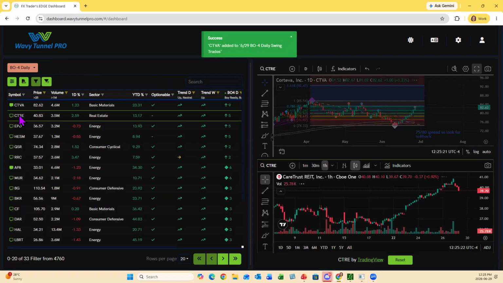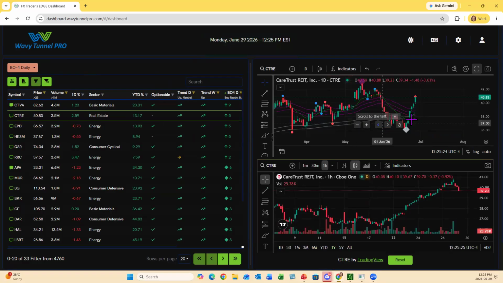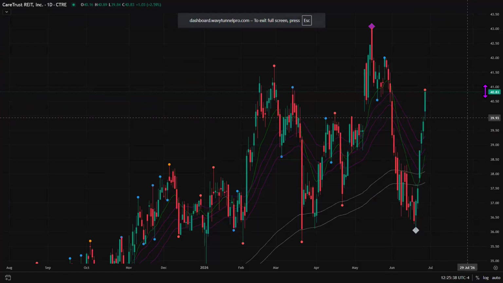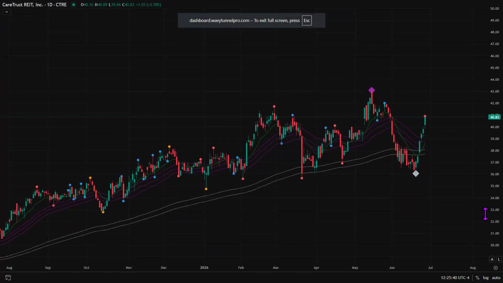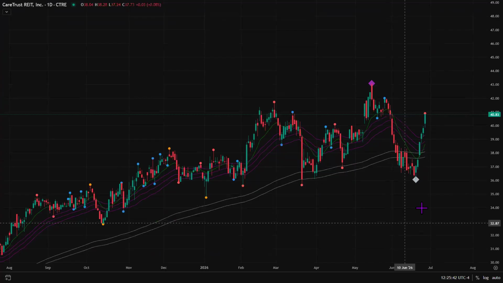CTRE. Let's open this up. Same story. Wow. Okay. So we're selling off a little bit now. We're trading at 39.72, currently. Okay. Let's run the Fibonacci. Yeah. This is 6 days, 7 days. Look at that.